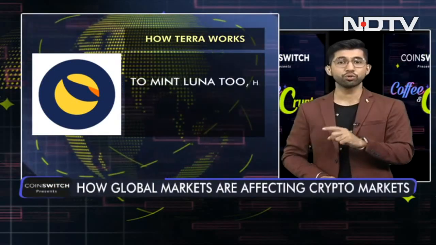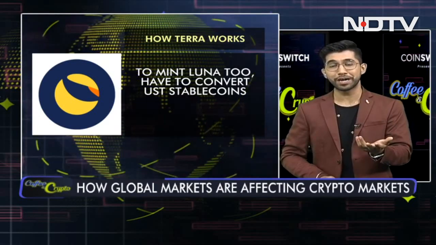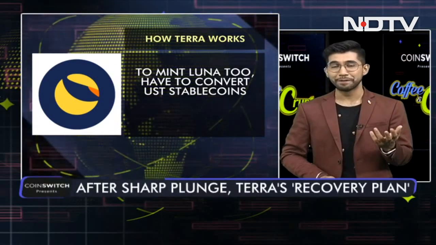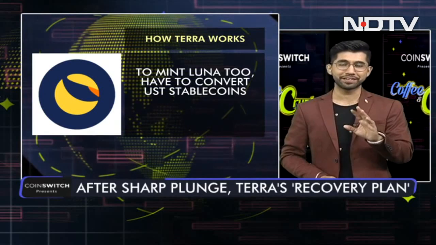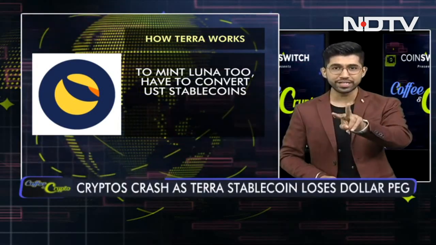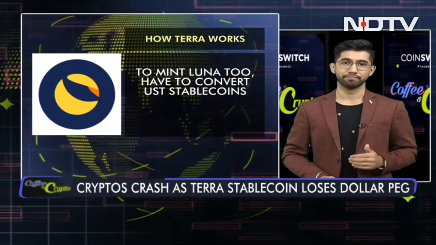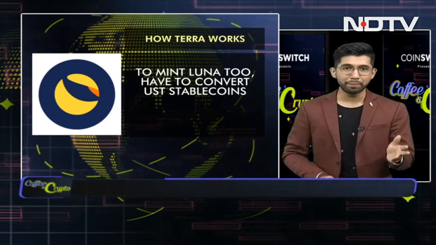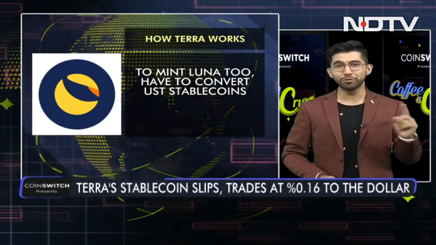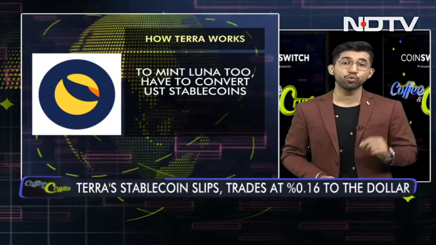To mint Luna, you'll convert UST stablecoins. Those get burned and the price of UST goes up ever so slightly. Now, this can be a bit confusing, but let's understand that these two, Luna and UST, come in pair. But why did it fall? So Luna and UST come in pair, I just told you. When the price of UST changes, this creates opportunity for people to arbitrage for Luna.